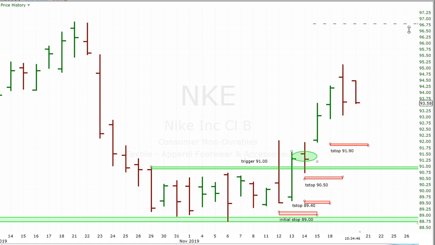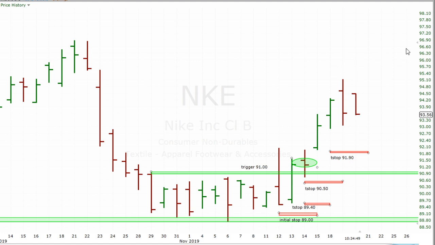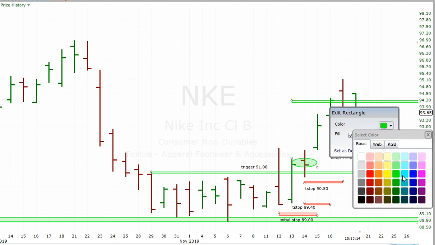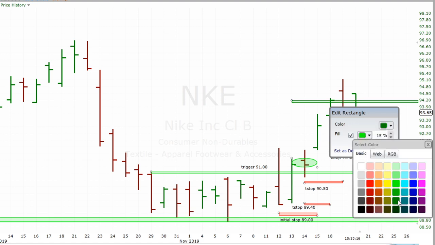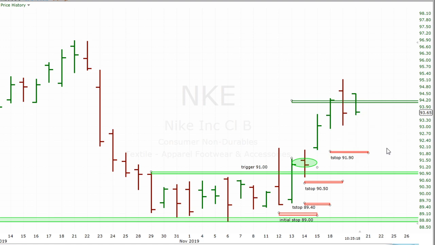What I haven't drawn on here yet is the target, and so let's see, target 94 is already hit. I just hadn't drawn it on here yet. So target at 94. I'm going to put that down here just a little bit. Yeah, there we go. I was looking at it and I was like, something doesn't look right, and so there you go. Target 94.